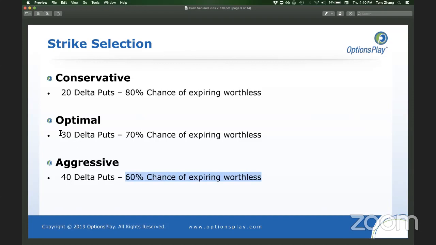For those of you who are looking for optimal puts, this gives you a 30 delta put, which has about a 70% chance that the put will expire worthless. And for those of you chasing conservative puts, we usually want to target roughly a 20 delta put, or about an 80% chance that those puts will expire worthless. So those are the targets you typically want to look for if you're selling cash secured puts when you're selecting your strike prices.